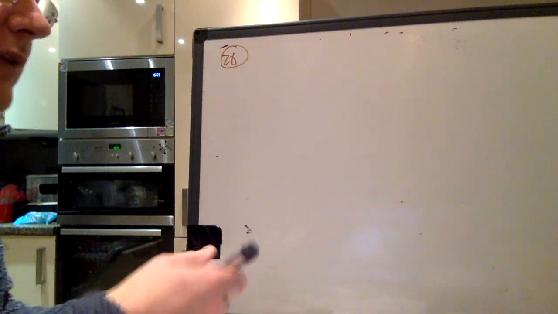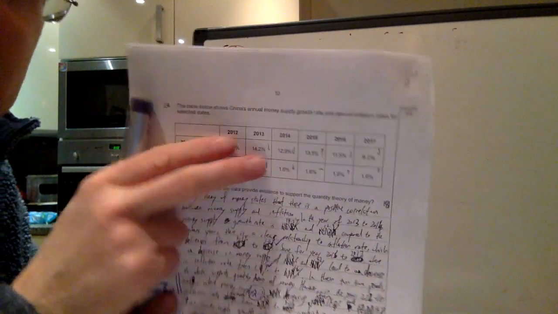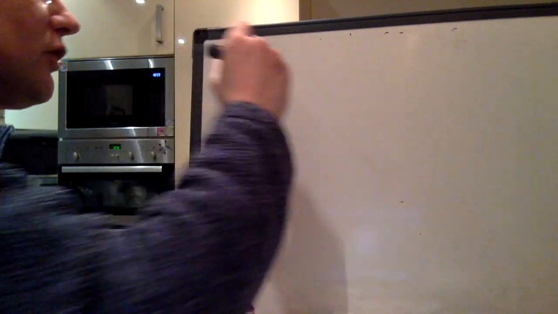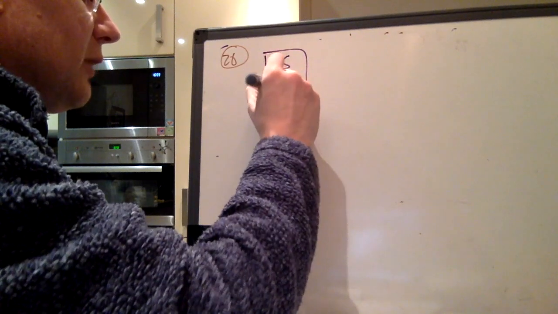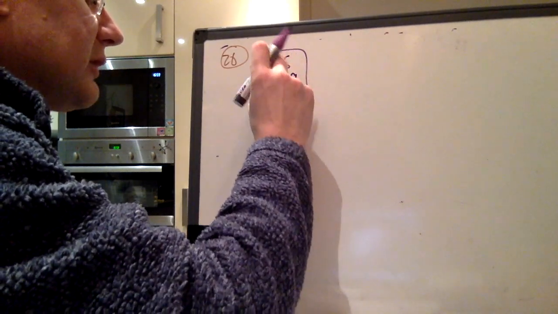So this one is about the Chinese money supply and inflation. And what you've got is money supply growth, and inflation, P dot, or inflation, we'll put that instead.